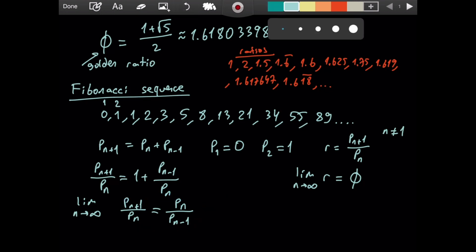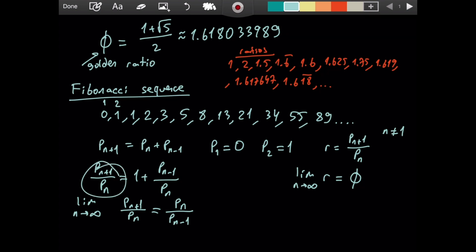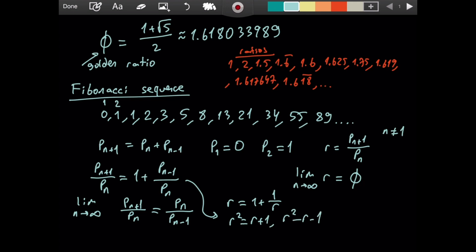So let's move on then. What can we say? Well, this is going to be R. I'm quoting here. This is R equaling 1 plus Pn minus 1 over Pn. This is the reciprocal of our ratio, so it is 1 over R. If I multiply both sides by R, it is going to be R squared equaling R plus 1. So it is R squared minus R minus 1 equaling 0.